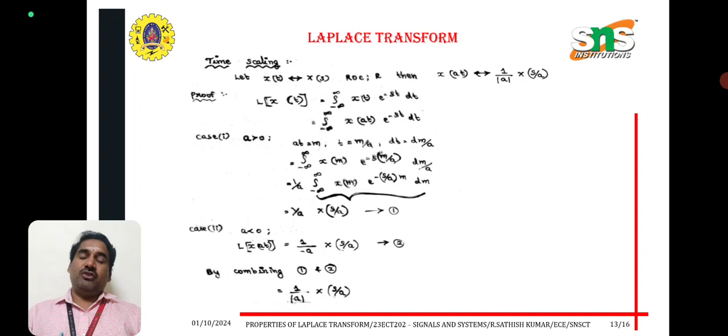for a greater than 0. For a less than 0, similarly we get 1 divided by minus a into X of s by a. By combining equations 1 and 2, we get 1 divided by modulus of a into X of s by a.